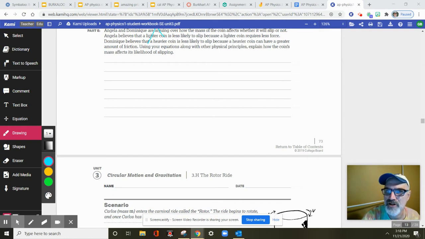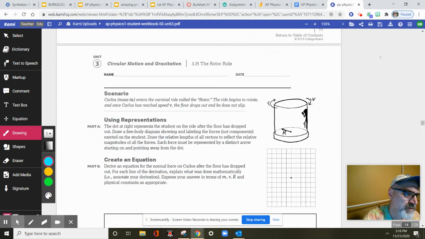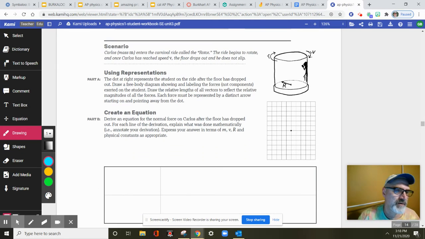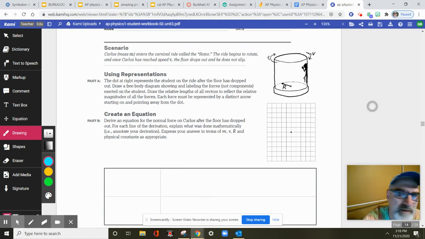Let's go on to 3H. Now we have, oh man, I hate this ride. Have you ever been on this ride? This is that ride where you get pinned up to the side as it spins around, and then somebody barfs, and the barf flies around and hits everybody. Oh my God, I hate this ride.